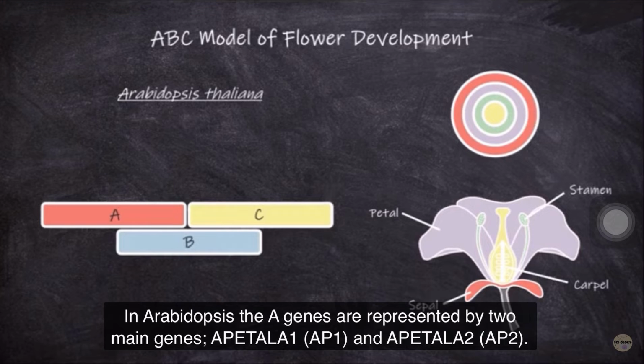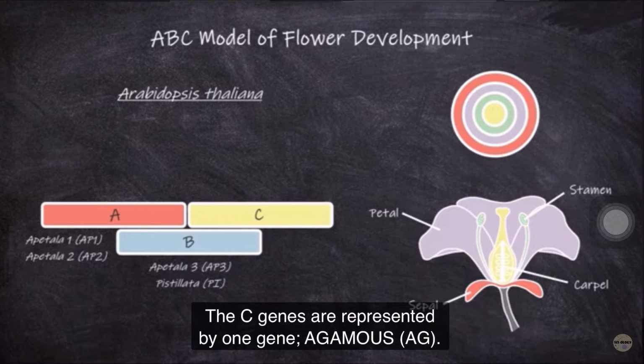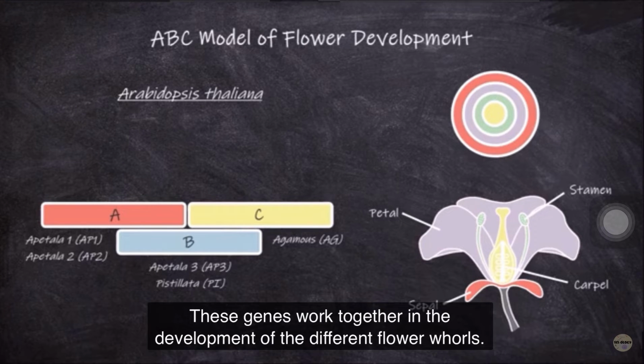In Arabidopsis, the A genes are represented by two main genes, Apetala 1 and Apetala 2. The B genes are also represented by two main genes, Apetala 3 and Pistillata. The C genes are represented by one gene, Agamous. These genes work together in the development of the different flower whorls.